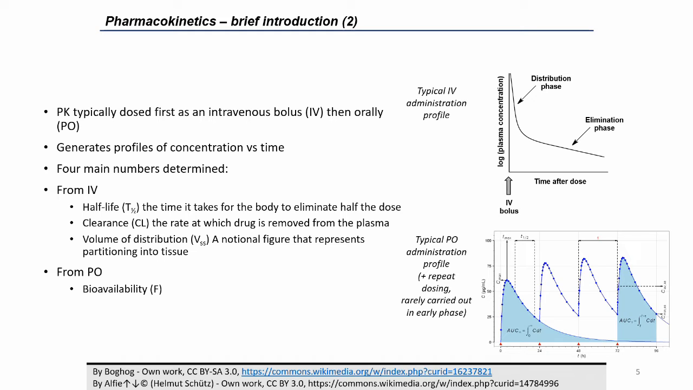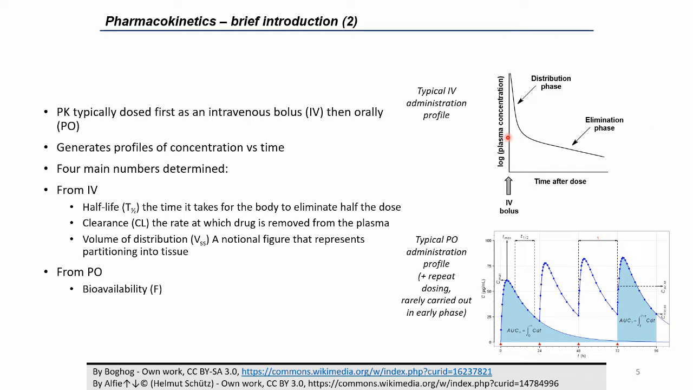The way that pharmacokinetic experiments are done, they are typically dosed first as an intravenous bolus dose and then orally. And I'm assuming here that you're looking at an oral treatment. If you're looking for a different route of administration, then you will have to have appropriate pharmacokinetics for that. But given that oral drugs are the most common, I'll focus on that here. And so these experiments generate profiles showing the concentration of drug over time. So you'll get a curve that looks like this.